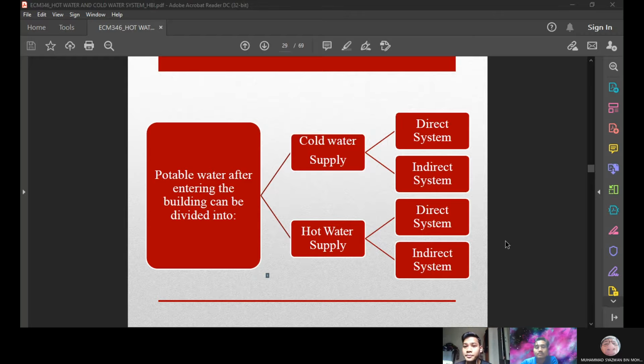Okay, our group will present about the hot and cold water supply system. As noted, potable water after entering the building can be divided into two, which are cold water supply and hot water supply. Each of the water supply is divided into two systems, which are direct system and indirect system. Hot water supply is also divided into two, direct system and indirect system.